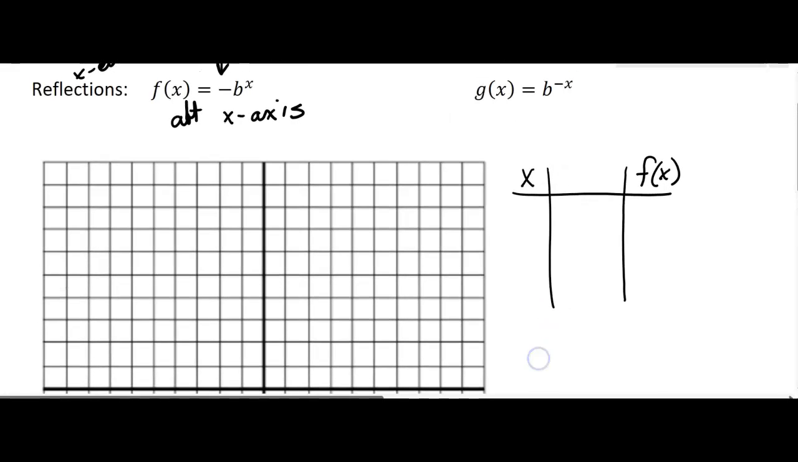If I have a table of values here, and let's say f of x is equal to negative 2 to the x. So our parent function is 2 to the x. And then we're going to go ahead and use negative 1, 0, 1, 2. And then if we put those in, we've been doing this for a few examples, we get 1/2, 1, 2, 4. And we can graph that.